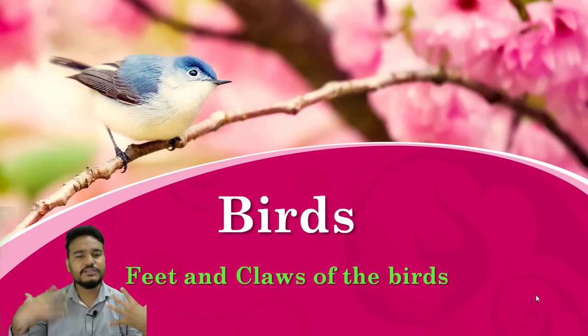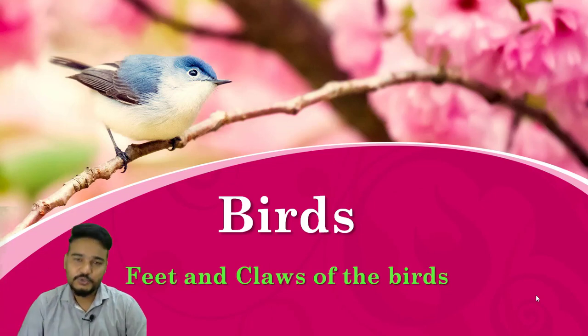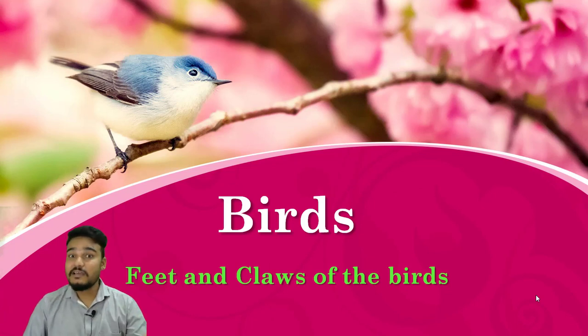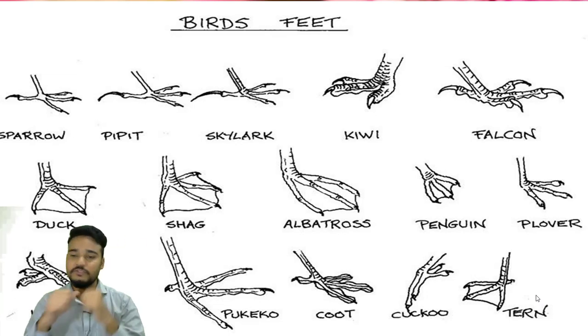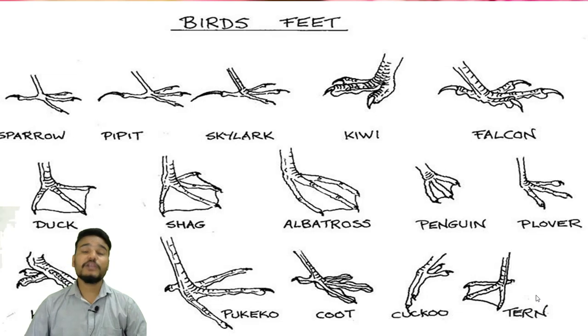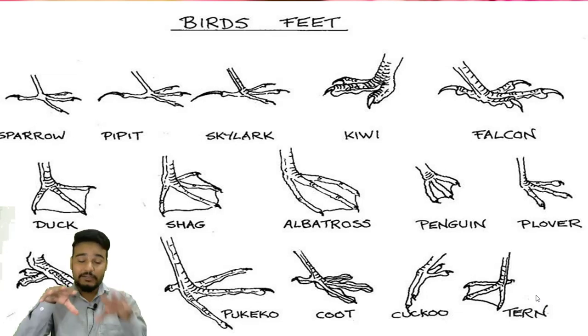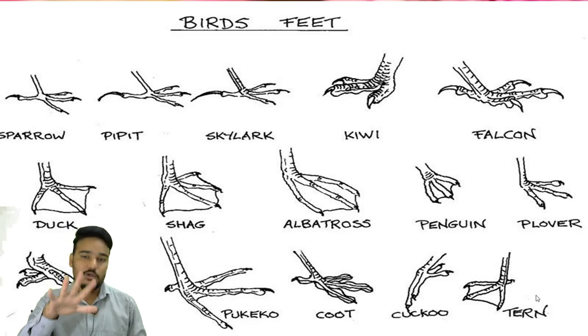So how many feet do we have? I have 2 feet. How many do you have? You also have 2. But few animals are there that have 4. Birds also have 2 feet, and they use them for moving, hopping, running, walking also. But when you observe the feet, generally 4 claws are there.